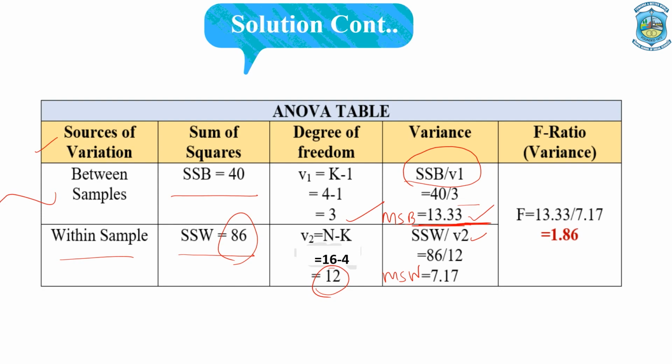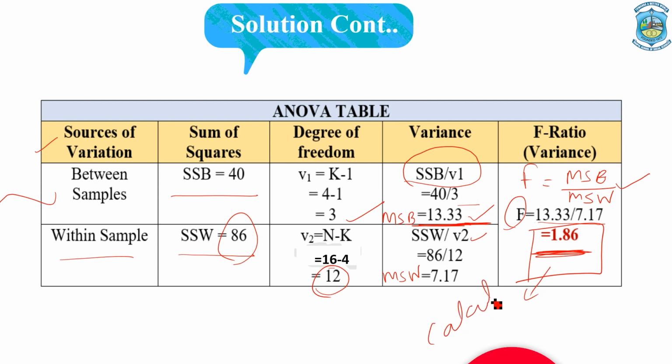Now the final one, the F value. The F value is a ratio between the mean square between the sample and the mean square within the sample. F is equal to MSB divided by MSW. Our MSB is 13.33 and MSW is 7.17. So our F value is 13.33 divided by 7.17, that is 1.86. This 1.86 is our calculated value, which we calculated from the given data.